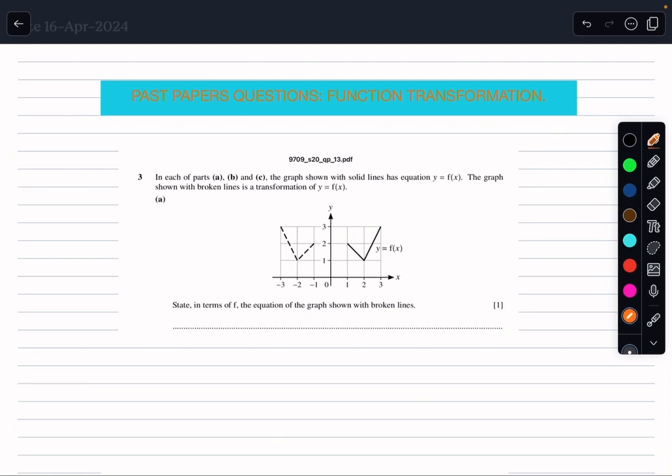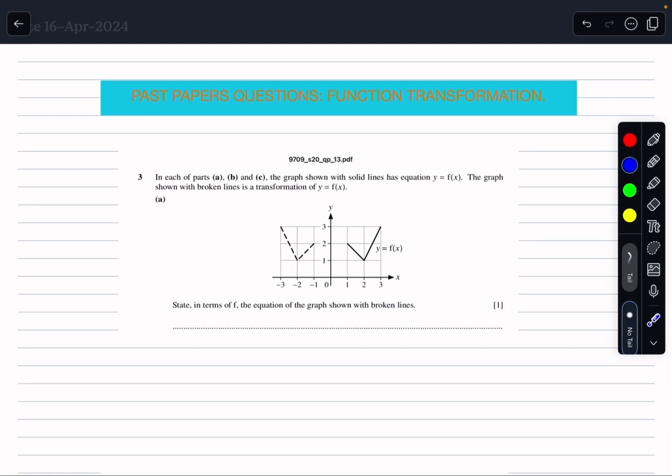So the first question that I have chosen here is from summer year 20, variant 3, question number 3. The question says, in each part A, B and C, the graph shown with solid line has equation y equals f(x), meaning this is the graph for y equals f(x), and the graph shown with broken lines here is the transformation of y equals f(x). So for part A, state in terms of f the equation of the graph shown with broken lines.